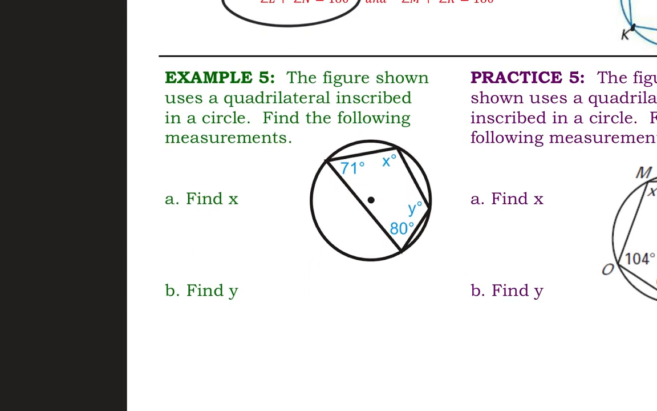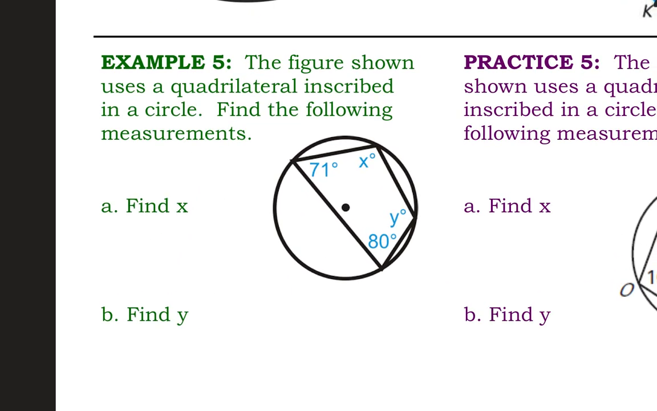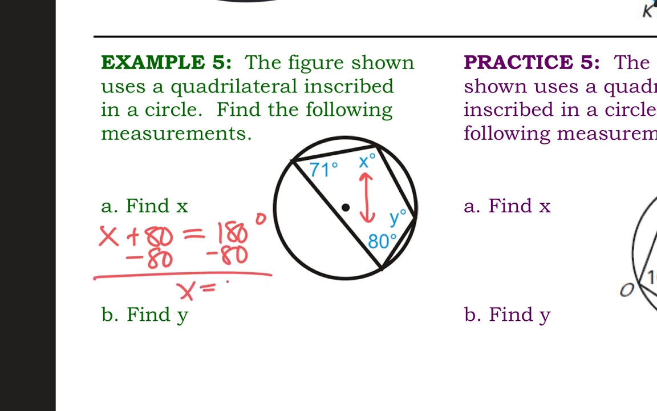Well, they'll be supplementary. So here we have a figure that has a quadrilateral inscribed inside a circle. Find the following. Well, what is opposite of X? 80. So we'll take X plus 80, and we'll set it equal to what? The rule says they have to add up to 180. So we subtract the 80 degrees. And what is X equal to? 100 degrees.